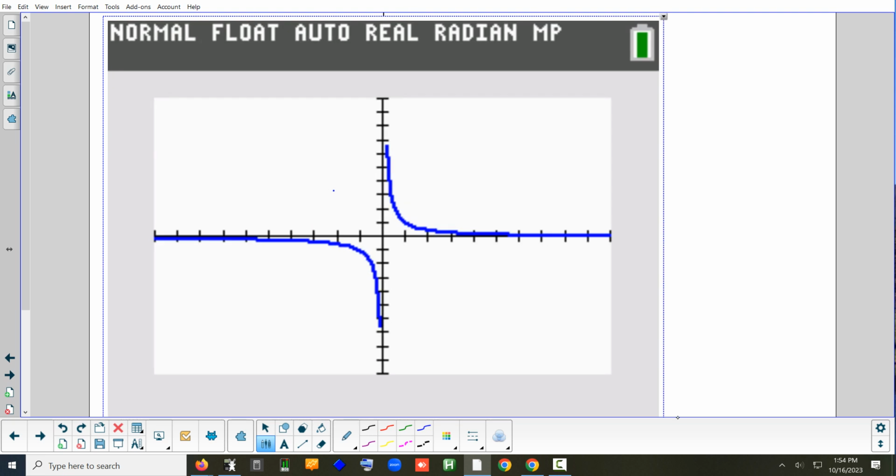Let me just fix that. What happens as x starts to get smaller and smaller, closer and closer to 0, but not going negative? What happens to the y value as x gets smaller and smaller? Yeah, the y value shoots up. All of a sudden, the y value starts to shoot up.